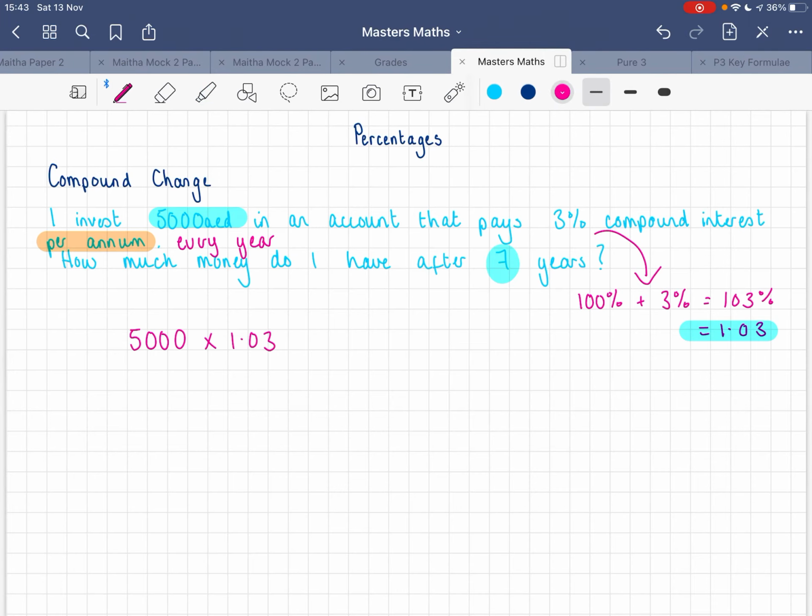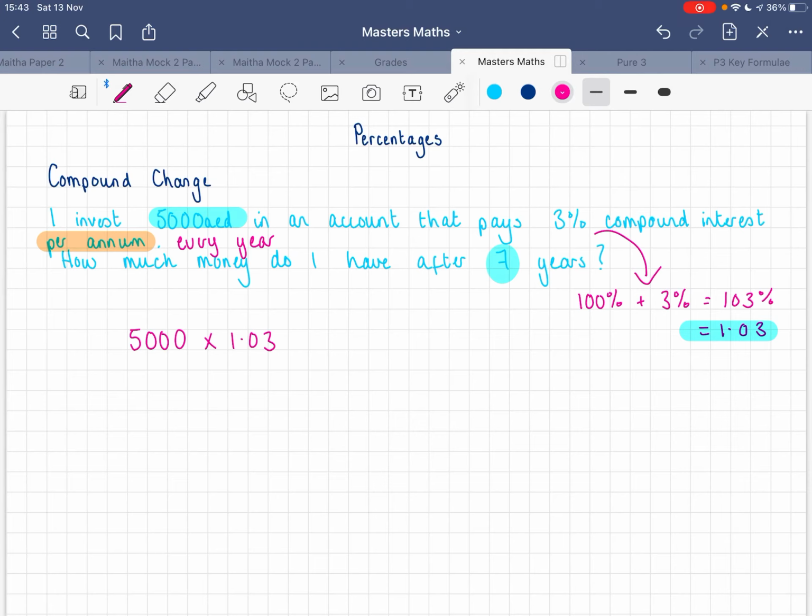Okay, and to do that, what I'm essentially doing is multiplying by 1.03 7 times, because every year I'm increasing by another 3%. So every time I increase by 3%, I'm multiplying by 1.03. So after the first year, I multiply the amount by 1.03. After the second year, I multiply it by another 1.03. And I repeat that 7 times until I find the amount I have after 7 years.